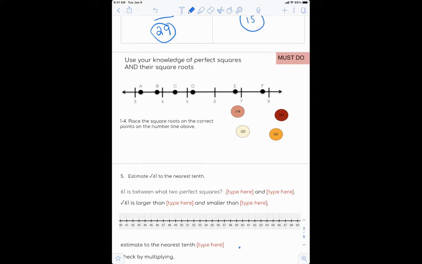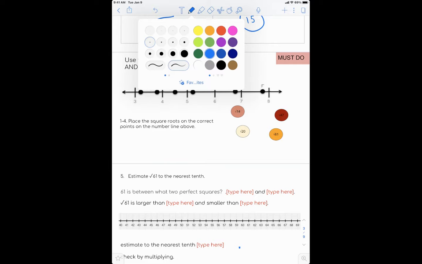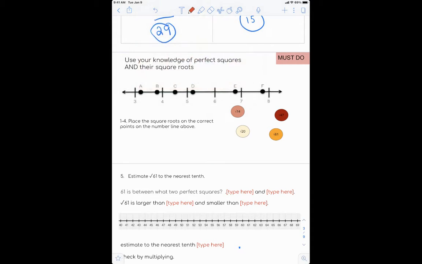I'm going to use again my knowledge of perfect squares. If I think about the square root of 14, I know that sits between the perfect squares 9 and 16. So when I take the square root of that, I know that the square root of 14 is between 3 and 4, and I can physically see it's closer to 4. So if I look on the number line, I would put the square root of 14 at point B.